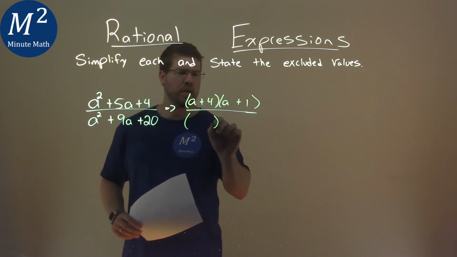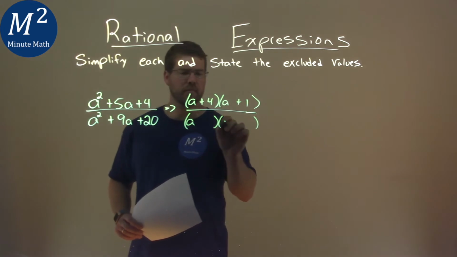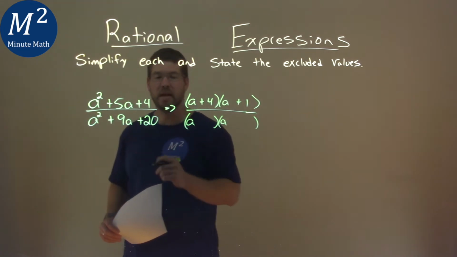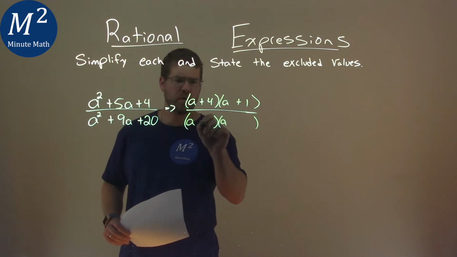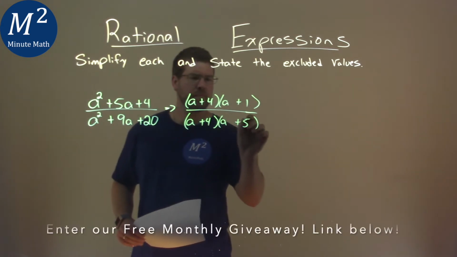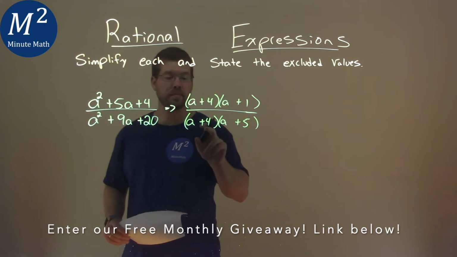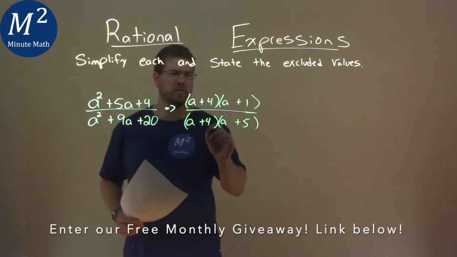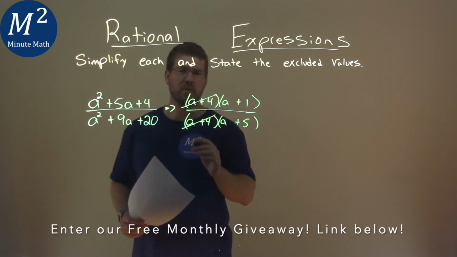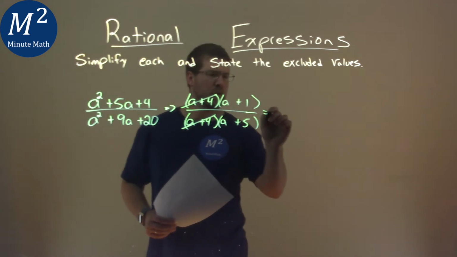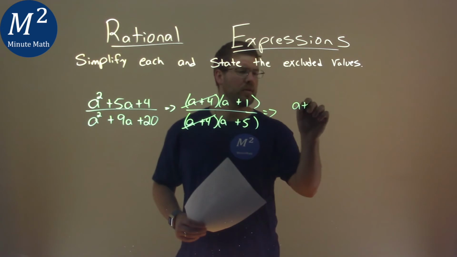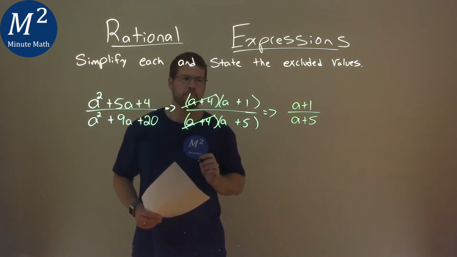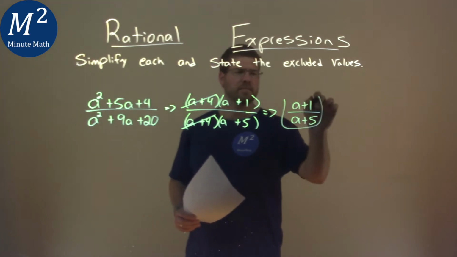We do the same thing in the denominator. Let's go factor this. What two numbers multiply to be a positive 20, but add to be a 9, and that is a 4 and a 5. 4 times 5 is 20, but we add the 2, and we get a 9. Well, luckily for us, we see an a plus 4 over an a plus 4. That cancels out. And so we're left with an a plus 1 over an a plus 5. And that's our simplified answer.